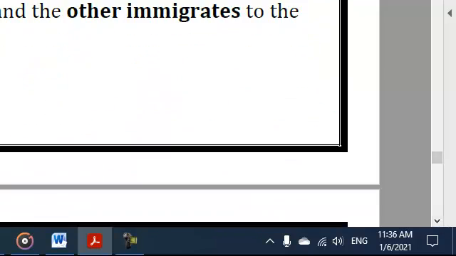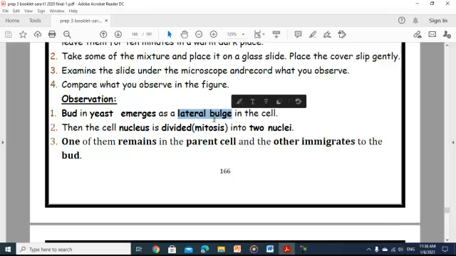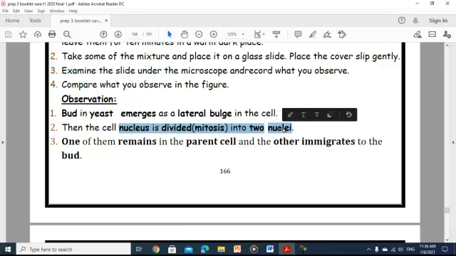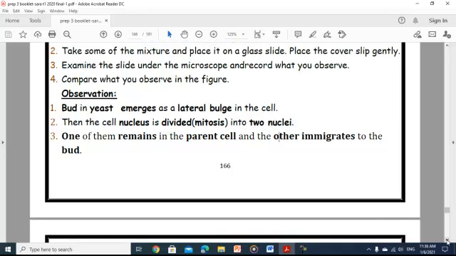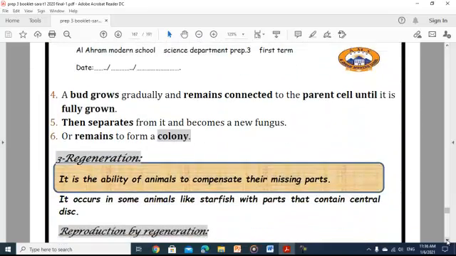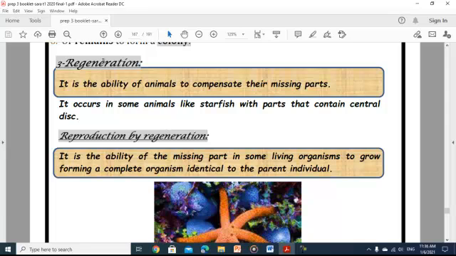When you put it in sugar solution and warm water, and you see it under the microscope, the bud in yeast fungus, we call it a lateral plug in the cell. The cell nucleus divides mitotically, or by mitosis, into two nuclei, as we said before. One of the two nuclei remains in the parent cell, and the other nucleus migrates to the bud to produce a new one. The third one, we call it regeneration.